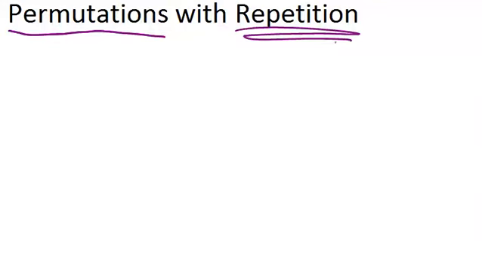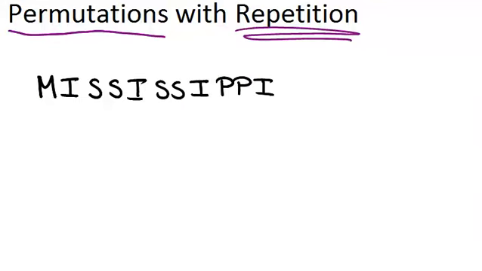So for example, what if we had the word Mississippi? This is an 11-letter word, but some of the letters are the same. Notice that we have 1, 2, 3, 4 different I's. We also have 4 S's and 2 P's.